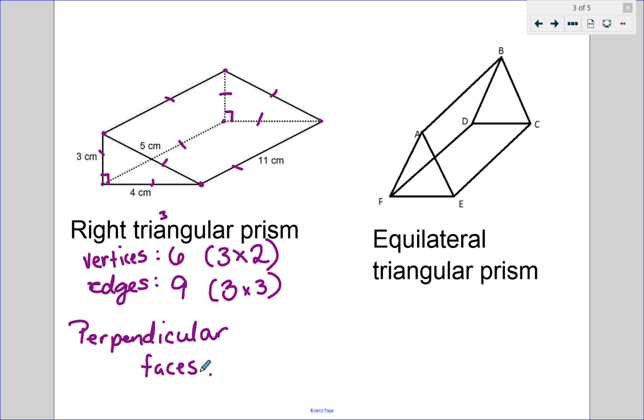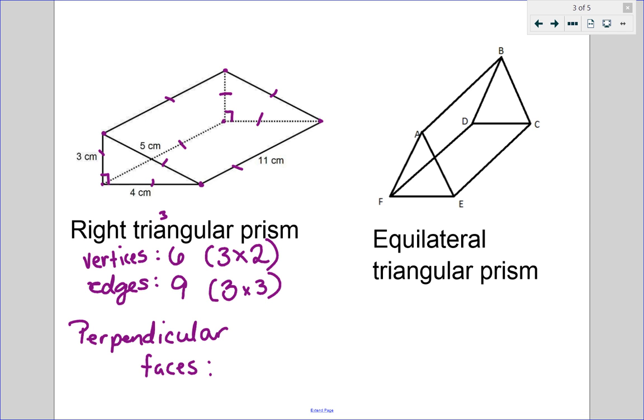And what that means is that I have a face here, the one on the bottom, and I have a face along the side that will cross each other with a right angle. And because it'll cross each other with a right angle, it's considered a perpendicular face.